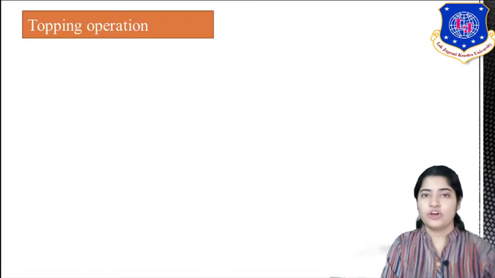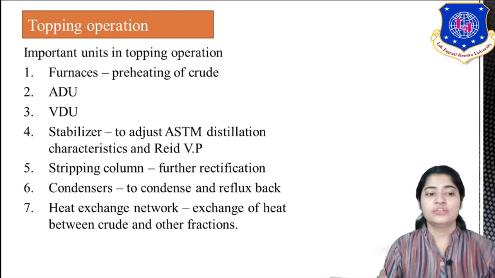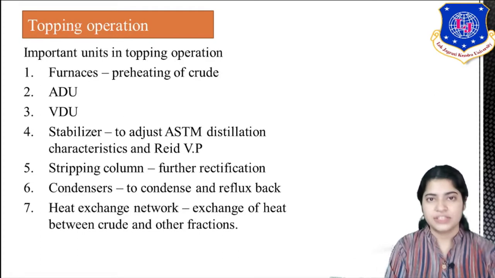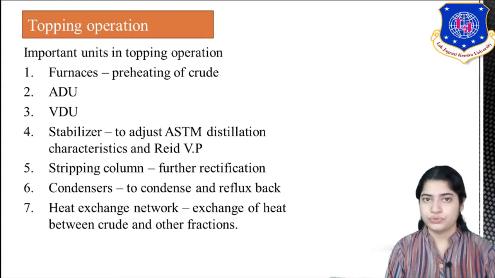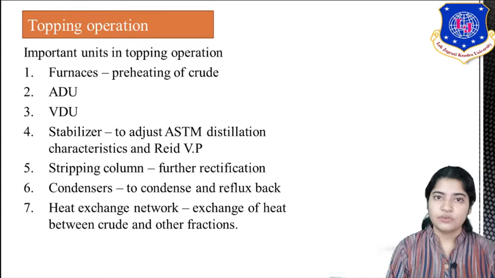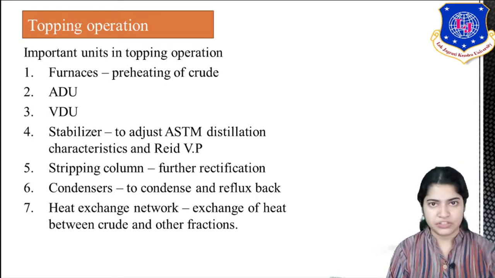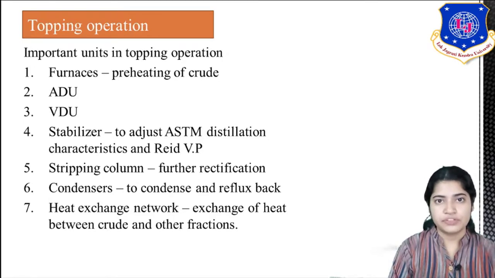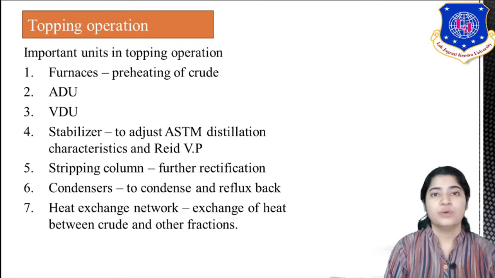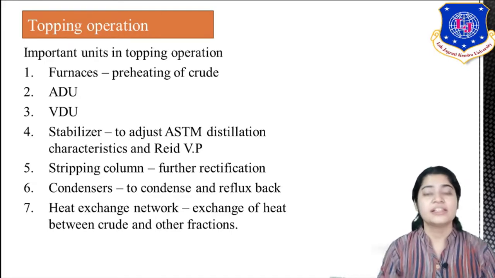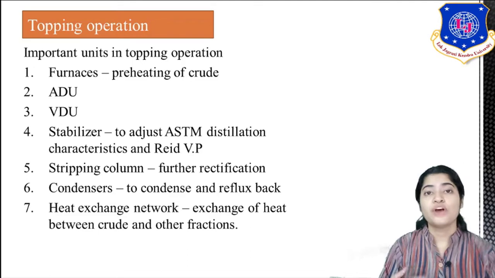Next is the topping operation. The important units in the topping operation are what? First is furnaces, for preheating of crude. Other units are the atmospheric distillation unit and VDU, the vacuum distillation unit. Fourth is another kind of unit which you add, the stabilizer. What is the purpose here? To adjust the ASTM distillation characteristic and Reid vapor pressure of light fractions.